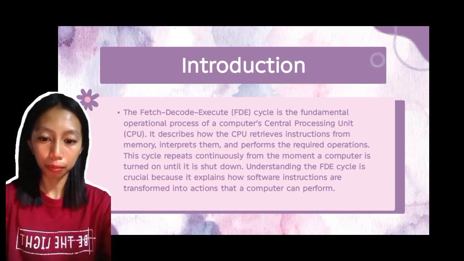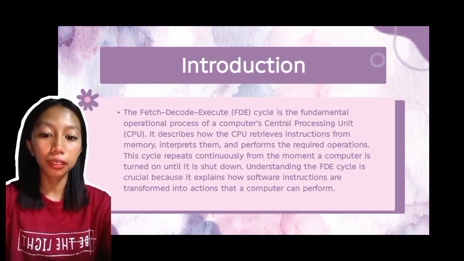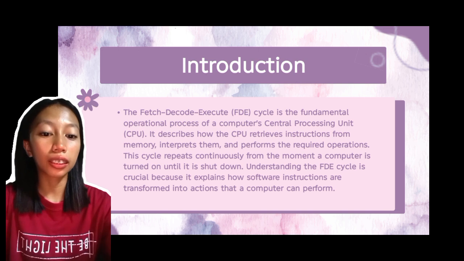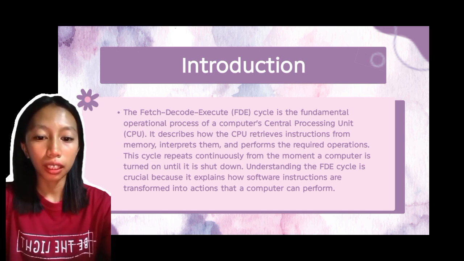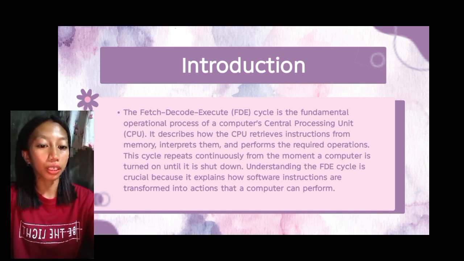So, let's start. First one, Introduction. The fetch, decode, execute cycle is the fundamental operational process of a computer central processing unit. It describes how the CPU retrieves instructions from memory, interprets them, and performs the required operations. This cycle repeats continuously from the moment a computer is turned on until it's shut down. Understanding the FDE cycle is crucial because it explains how software instructions are transformed into actions that a computer can perform.